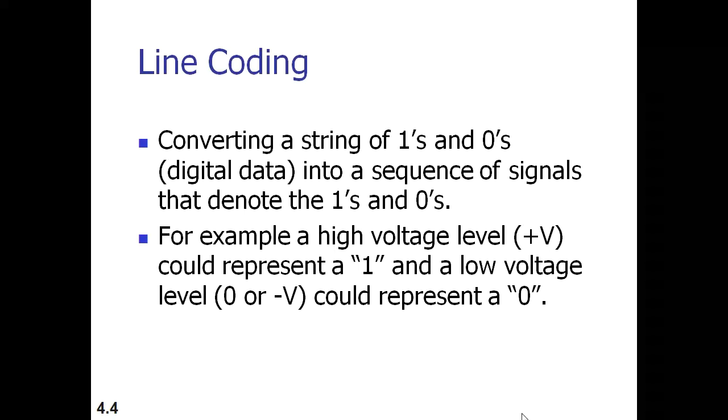So here, how will this particular line coding help? It is given here: converting a string of ones and zeros, meaning digital data, into a sequence of signals that is denoted by ones and zeros. For example, 1 can be represented as positive voltage and 0 can be represented as zero voltage or negative voltage.